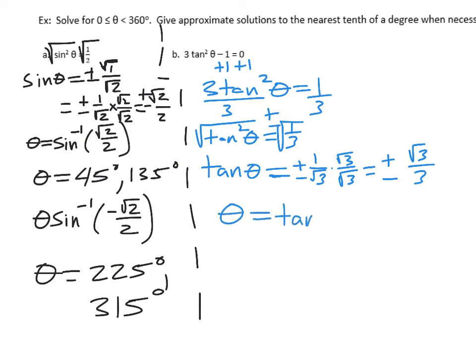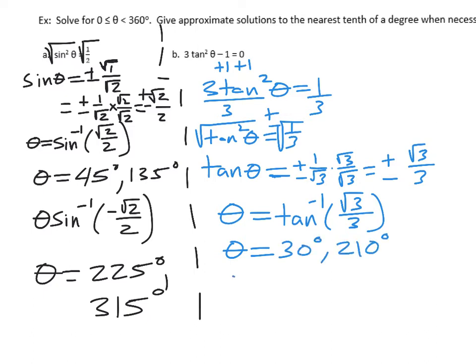First scenario we'd look at is inverse tangent of square root 3 over 3. Take a peek at the unit circle and see 30 degrees and 210. It's really kind of easy to forget about the negative case. Make sure not to do that.